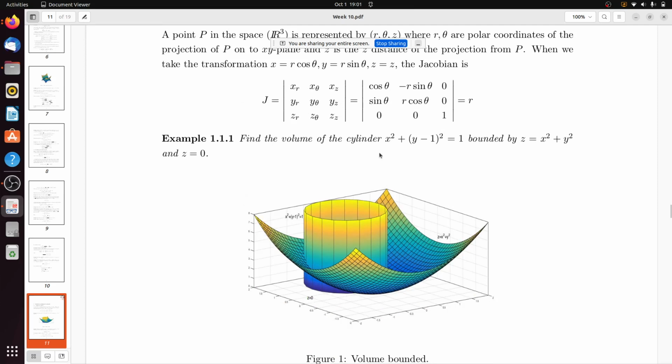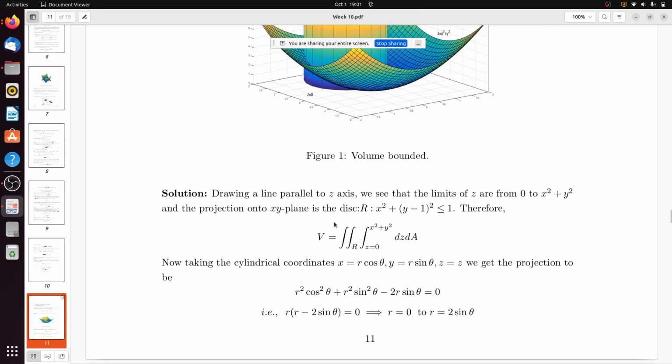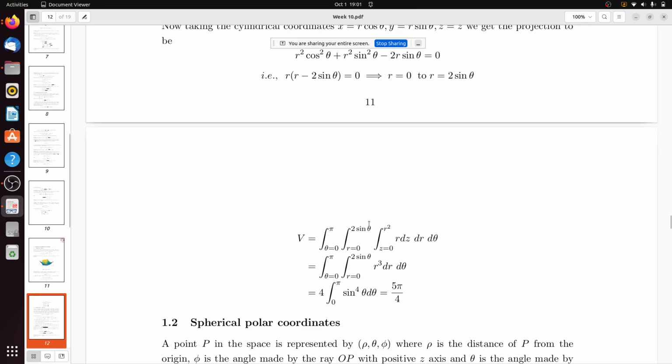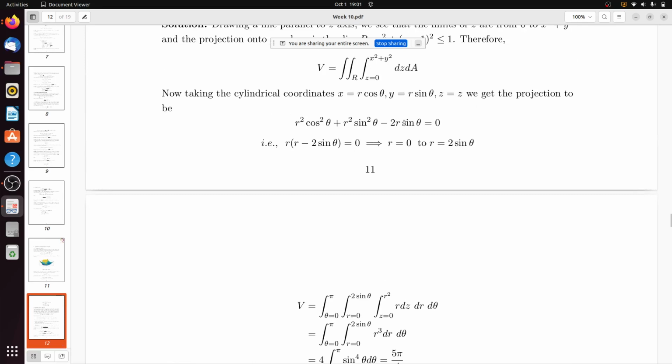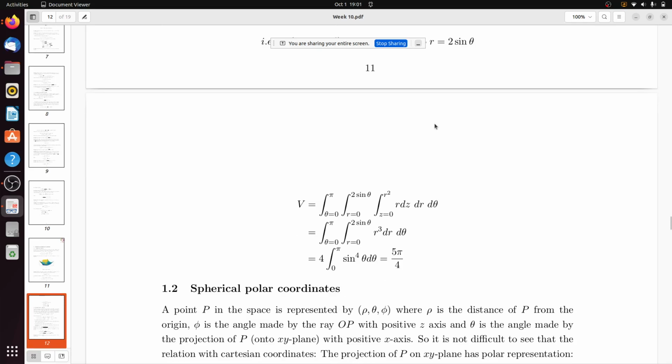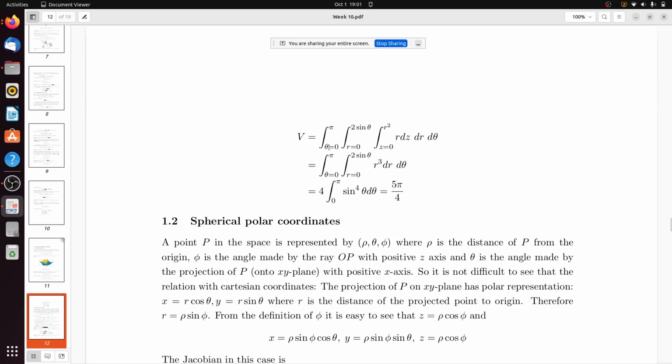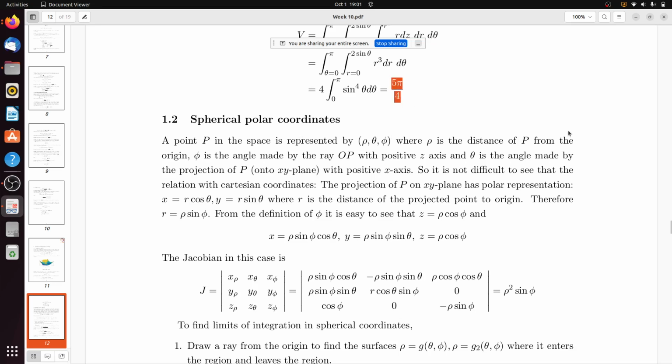Find the volume of the cylinder x square plus (y minus 1) whole square equal to 1, bounded by z equal to x square plus y square and z equal to 0. If you use the transformations x equal to r cos theta, y equal to r sin theta, z equal to z, your integration will be theta varies from 0 to pi, r varies from 0 to 2 sin theta, and z varies from 0 to r square, and the integrand is r dz dr d theta. You integrate it, you will get 5 pi by 4.